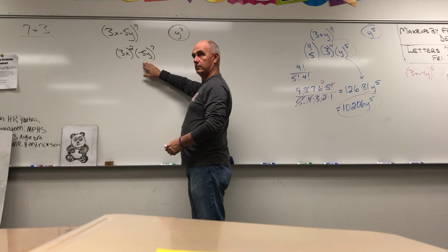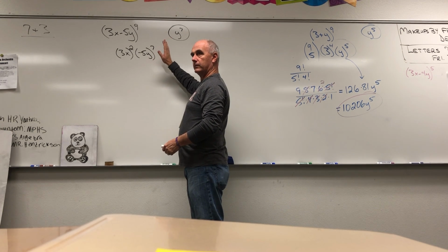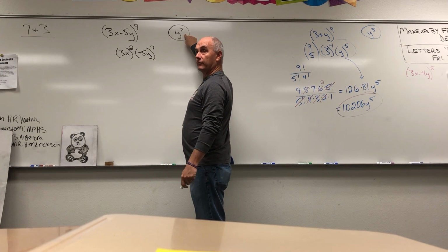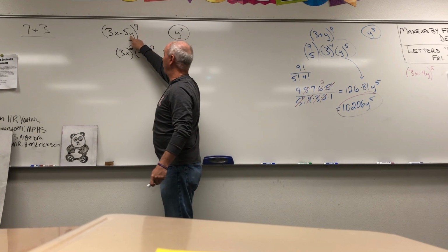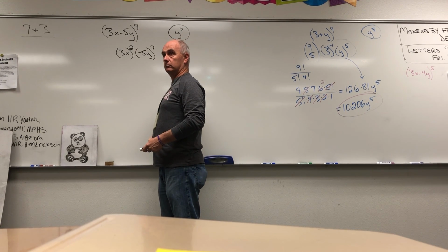Okay with this? Negative 5y to the 7th. The reason is because we need y to the 7th. So we have to put y to the 7th. Okay?